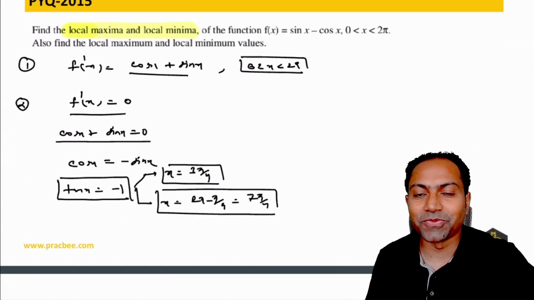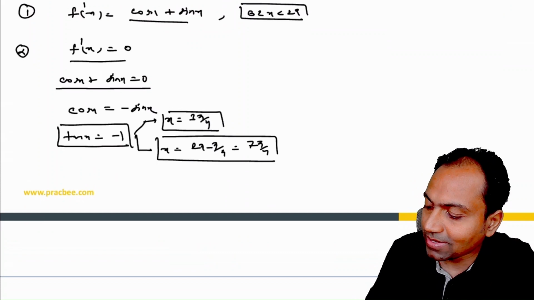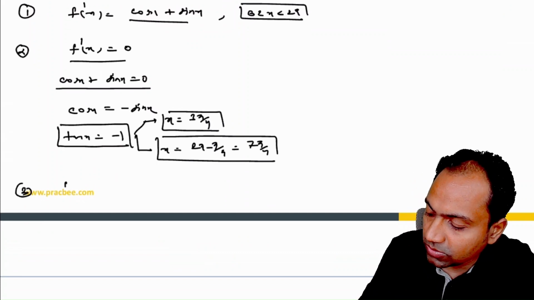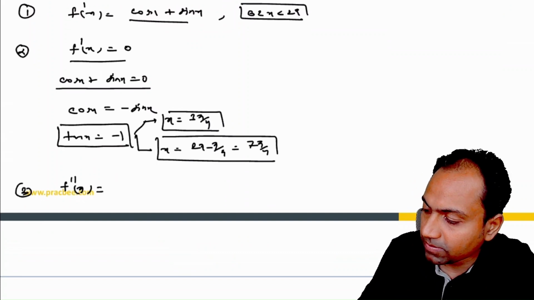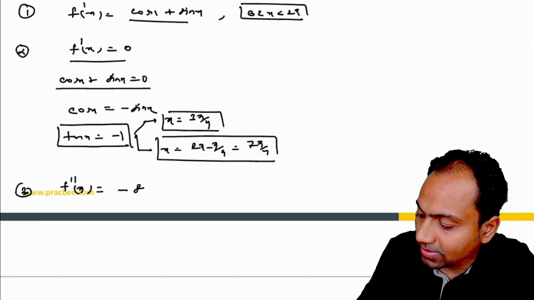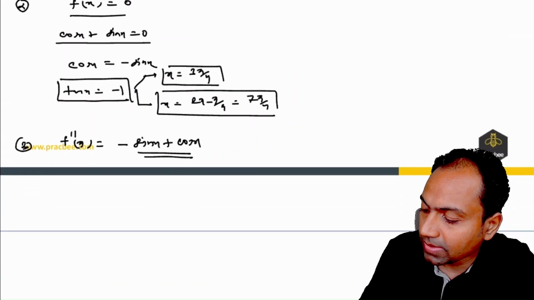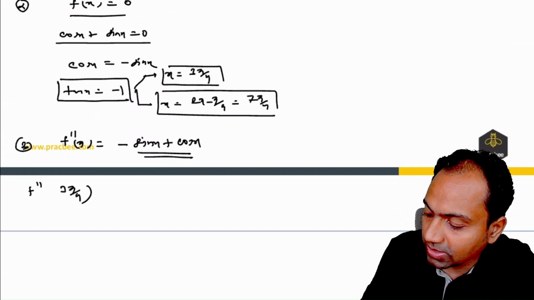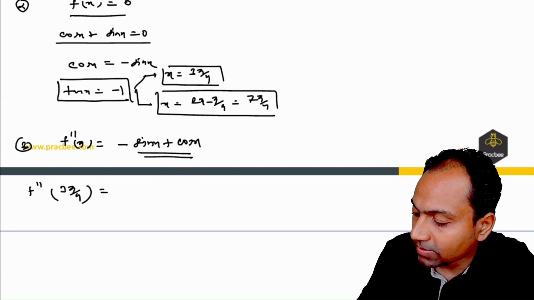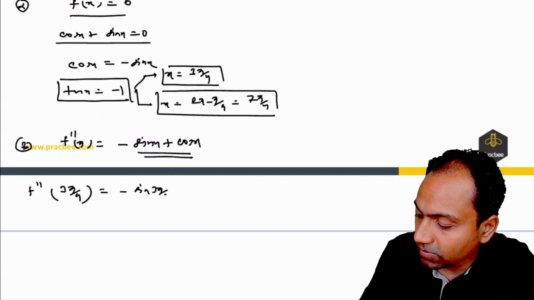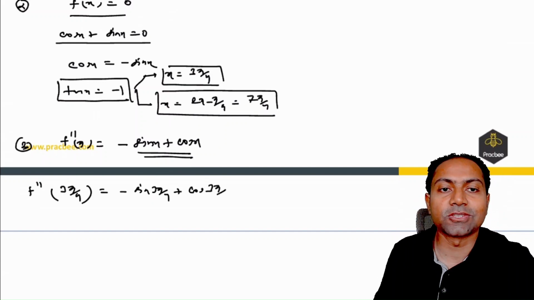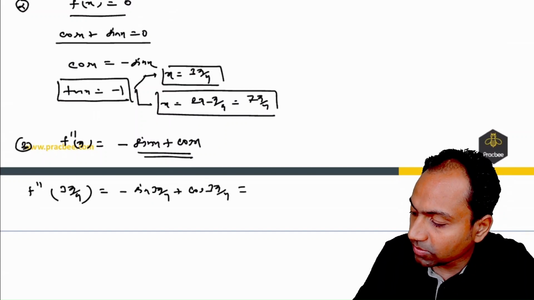Now, once we have got these two values, the next step is to find the second derivative. Third step. So now if I differentiate one more time, my derivative becomes minus sin x plus cos x. This is what I'm getting. Now what I can do here is check the value of the second derivative at both of these points. If I check at 3 pi by 4, this becomes minus sin 3 pi by 4 plus cos 3 pi by 4. And if I check this value, sin 3 pi by 4 is minus 1 by root 2.